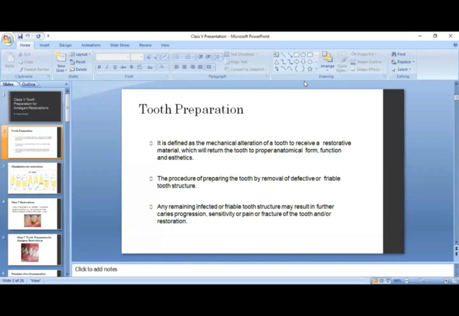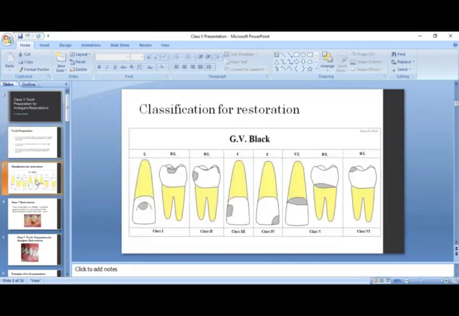Yes, this is basically the definition of the class 5 caries lesion: that the caries lesion is present on the facial and the lingual surface. Okay, now see this slide. This is basically the class 5 caries lesion, right?